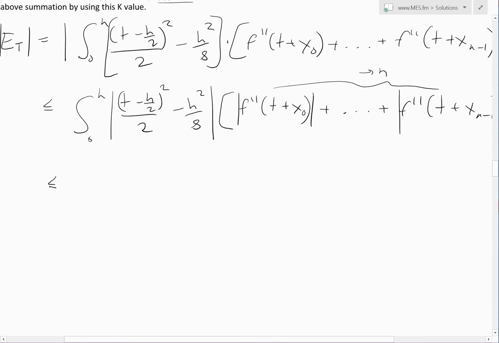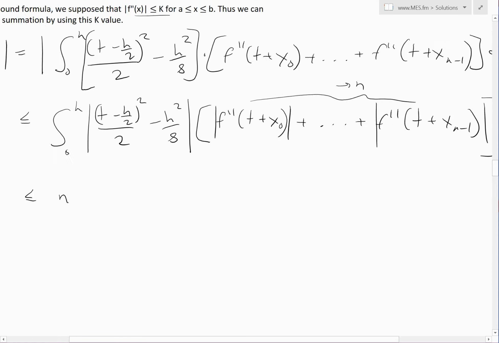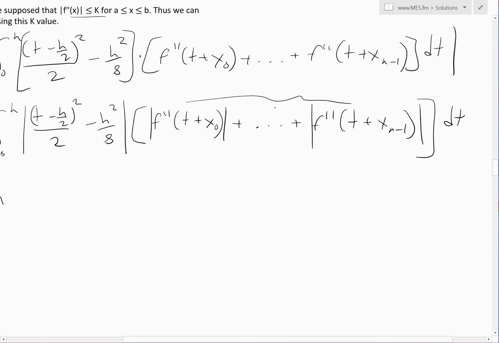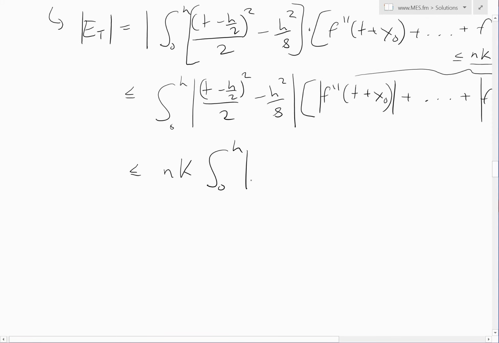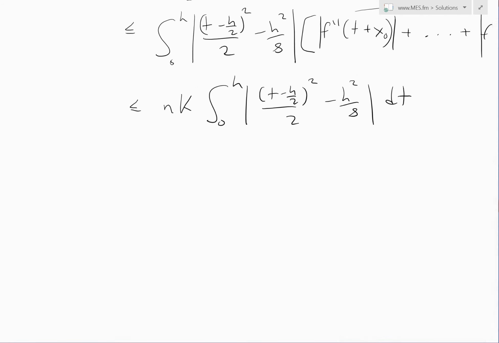So again, this would be less than or equal to, and this whole thing is going to be less than or equal to, when we take out the maximum k on all of these, we get n times this k. So this is less than or equal to n k, and this is a constant, so we put this out here, n k. Now the integral from 0 to h of the absolute value of t minus h over 2 squared over 2 minus h squared over 8 dt. And now we just need to solve for this one.